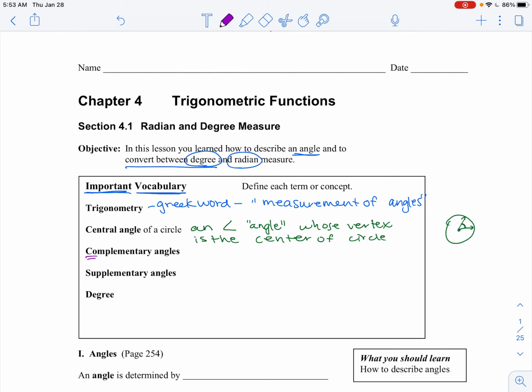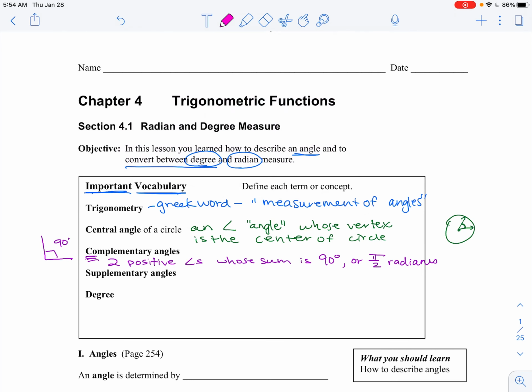Complementary angles are two positive angles whose sum is 90 degrees, or we say pi over 2 radians. And if you're not sure what I'm talking about, we're gonna come back to that. But just remember, just like you learned in geometry, complementary means adding up to 90. One of the ways I remember that is CO is like corner, and we know that's 90 degrees.